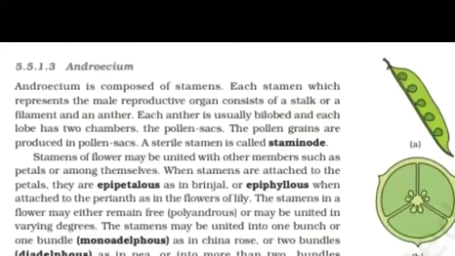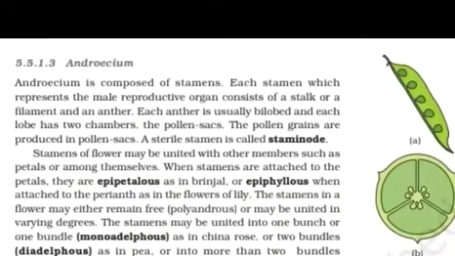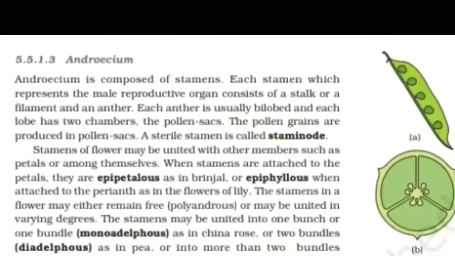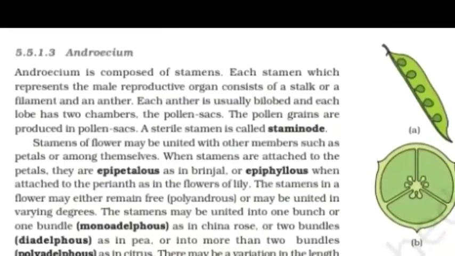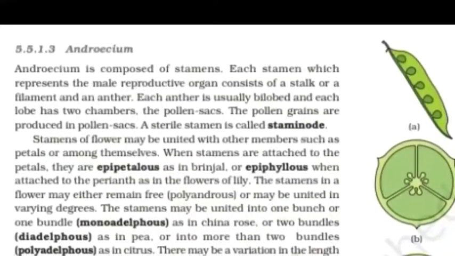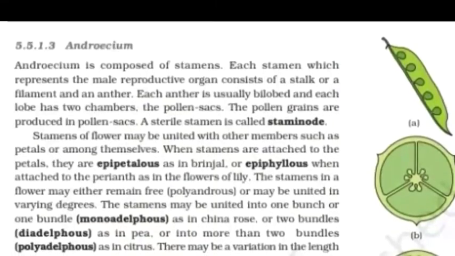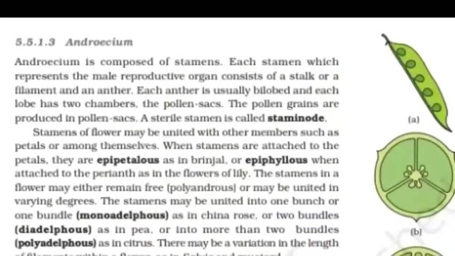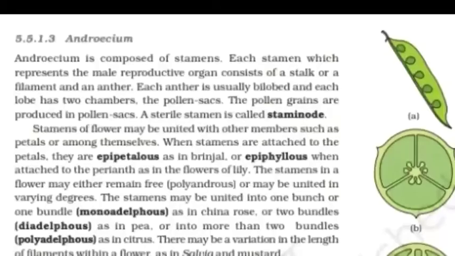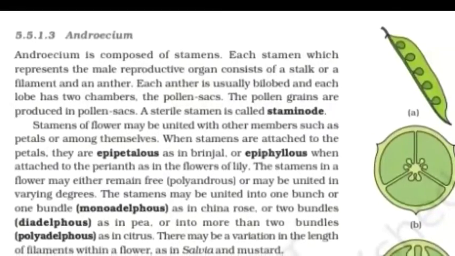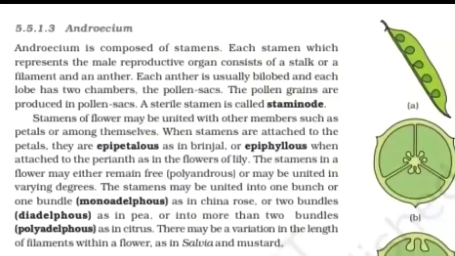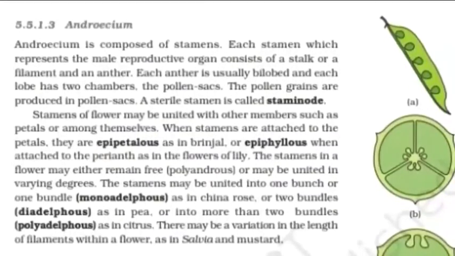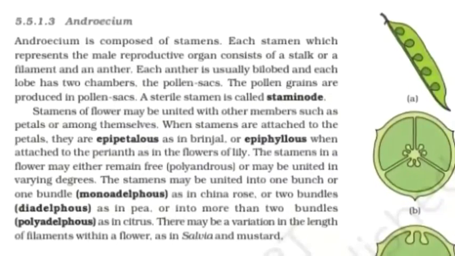Androecium. Androecium is composed of stamens. Each stamen, which represents the male reproductive organ, consists of a stalk or a filament and an anther. Each anther is usually bilobed and each lobe has two chambers, the pollen sacs. The pollen grains are produced in the pollen sacs.